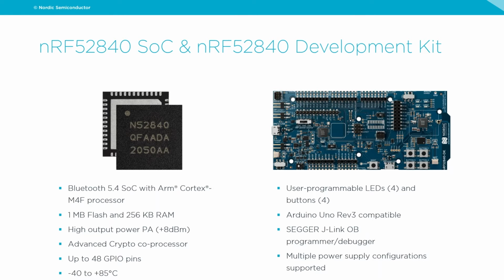Okay, which hardware can you use from Nordic? We started Amazon Sidewalk off with the nRF52840. I'm guessing most of you are familiar, but here is a very brief overview again. It's one of our multi-protocol SoCs, runs a Cortex M4 with a floating point unit, 1 megabyte of flash, 256 kilobytes of RAM, has a high output power of 8 dBm, has a bit of crypto, has 48 GPIO pins, and has a temperature range up to 85 degrees Celsius.